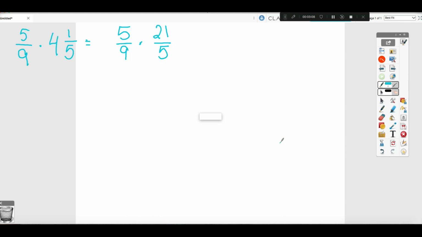When we multiply fractions, how do you multiply a fraction? Straight across. If you multiply this straight across, you're going to end up with 105 over 45. Is there a way to make it easier, Valeria? Let's cross cancel out these two 5s. By doing that, I know my answer will be smaller. What else can I cross cancel?